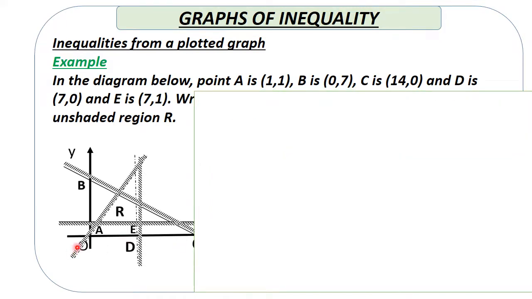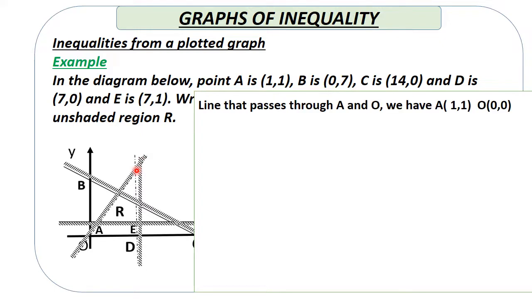Finally, we're going to develop the equation for this line, the inequality for this line. So we're choosing the line that passes through A and O. We're talking about this. We have A, it's 1, 1. O we have not been given here, but O is something that you should know. The coordinates of O are 0, 0 always. So our origin here is 0, 0.